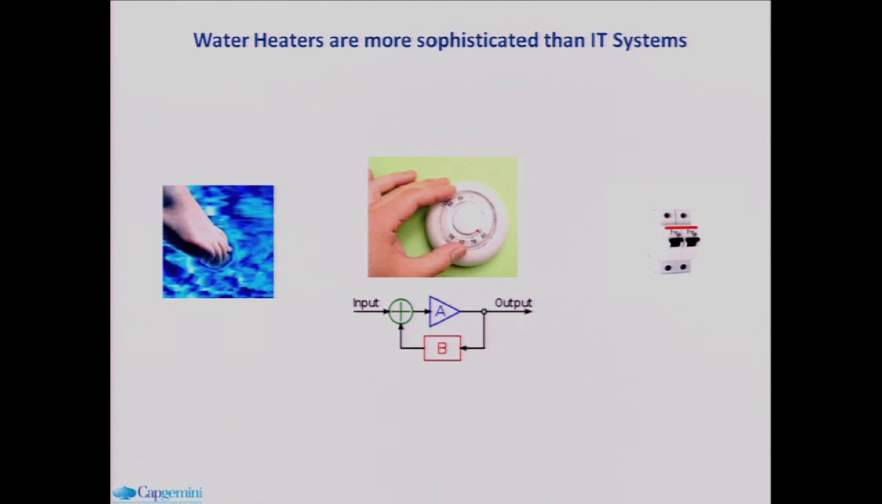A water heater is much more sophisticated because it has a negative feedback loop. It has a thermostat, maybe some kind of transducer that feeds back into the potentiometer that controls the flow. So it's automated. The way it reacts to the problem is automated. I can't think of many systems out there that can react to problems like that.